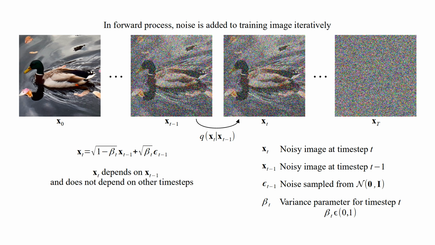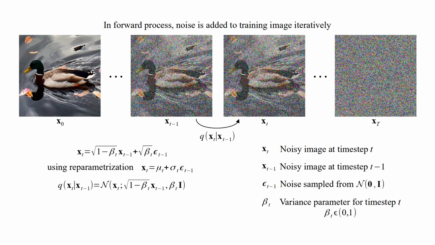xt depends on xt-1 and does not depend on other time steps. So, forward process is a Markov process. Using reparametrization, q of xt given xt-1, the transition step of forward process can be expressed as a Gaussian distribution. So forward process can be written as a joint probability distribution conditioned on x0.